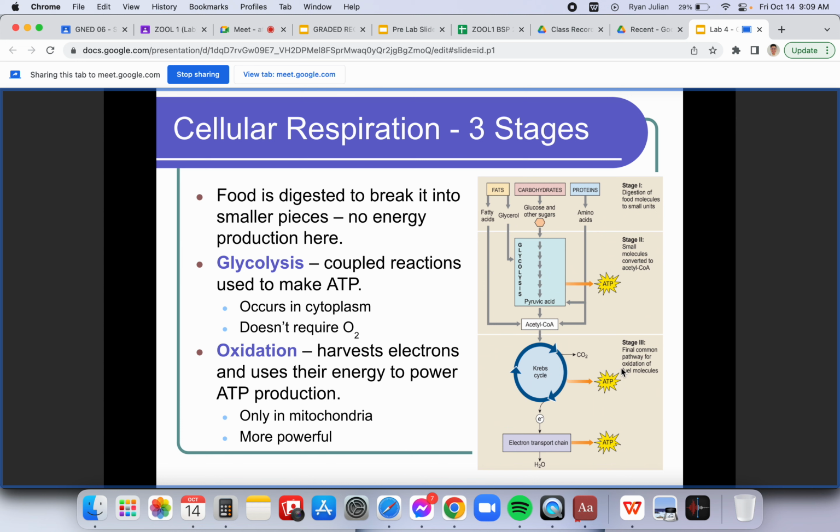And lastly, the final common pathway for oxidation of fuel molecules takes place in the Krebs cycle, wherein adenosine triphosphate is produced by the lost electrons, which will undergo the electron transport chain or ETC process, also yielding an ample amount of ATP.